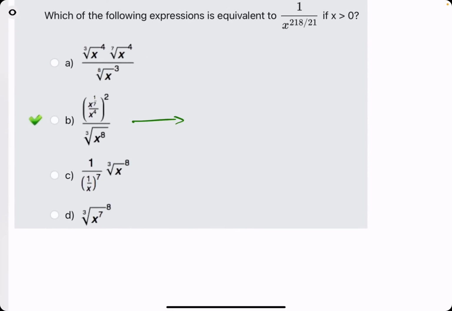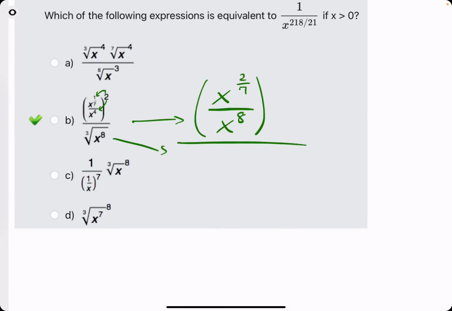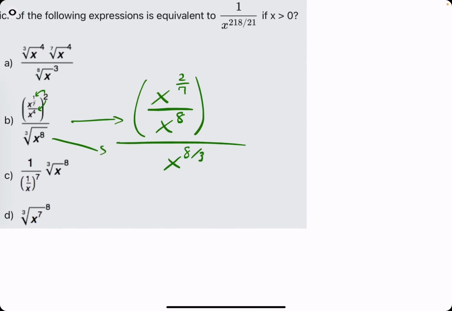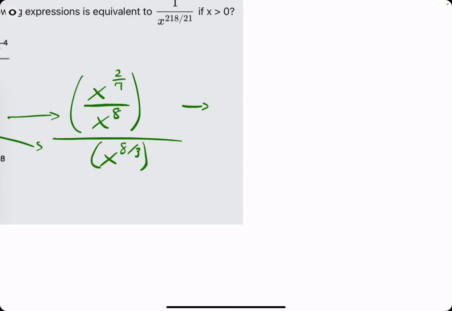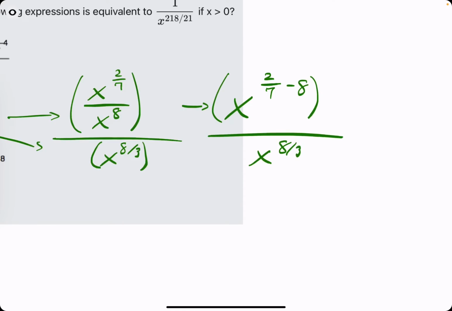So first step, let's distribute the 2 to each of these powers here. So we'll have x to the, 1/7 times 2 would be 2/7. That's divided by x to the 4 times 2, so it'd be 8. And then on the bottom, we have x to the 8th, but it's underneath a cube root, so x to the 8/3. I would probably work out this top fraction first. So when you have x divided by x, 2 different exponents, we subtract their exponents. So that's our new numerator. And then we are still dividing by x to the 8/3.